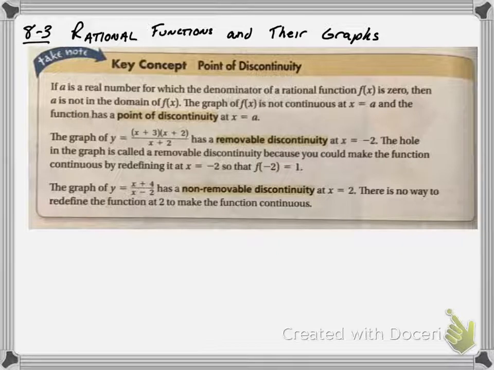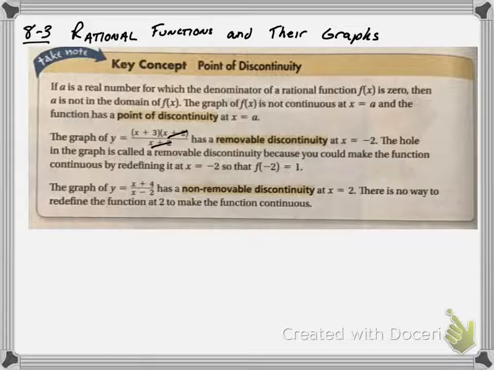The graph of y equals (x plus 3)(x plus 2) over (x plus 2) has a removable discontinuity at x equals negative 2. That's because when you factor, the x plus 2 and x plus 2 both cancel. That's still part of the graph, and that's what they call a hole. So whenever it cancels, it's a hole.